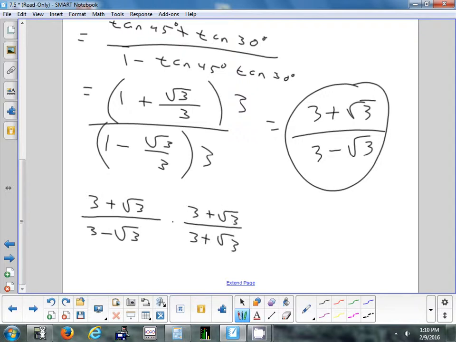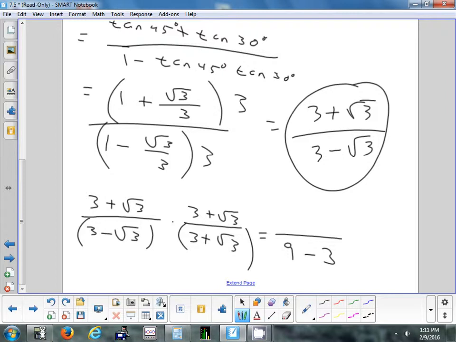Okay, does everyone remember multiplying conjugates, foiling it? No? All right, we'll go through it really quick. In the bottom, what's 3 times 3? 9. 3 plus root 3, 3 minus root 3? 0. Negative times a positive is a negative. What's the square root of 3 times the square root of 3? 3.